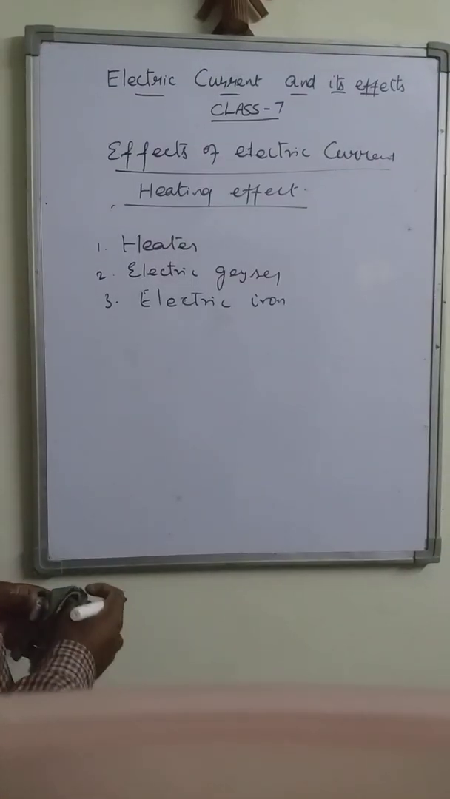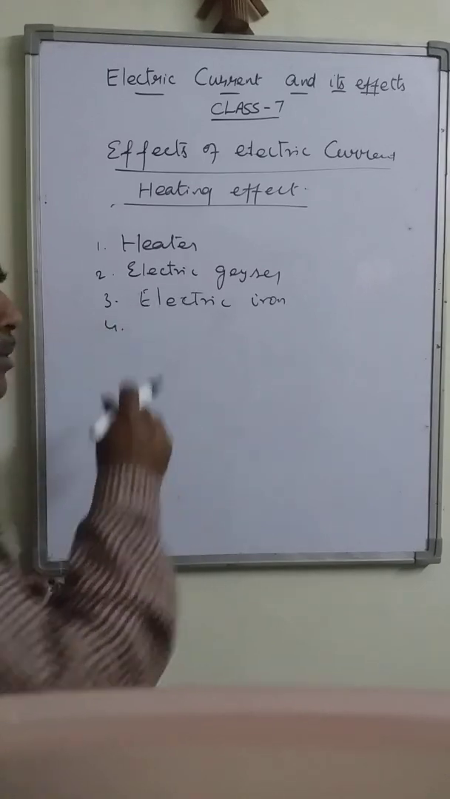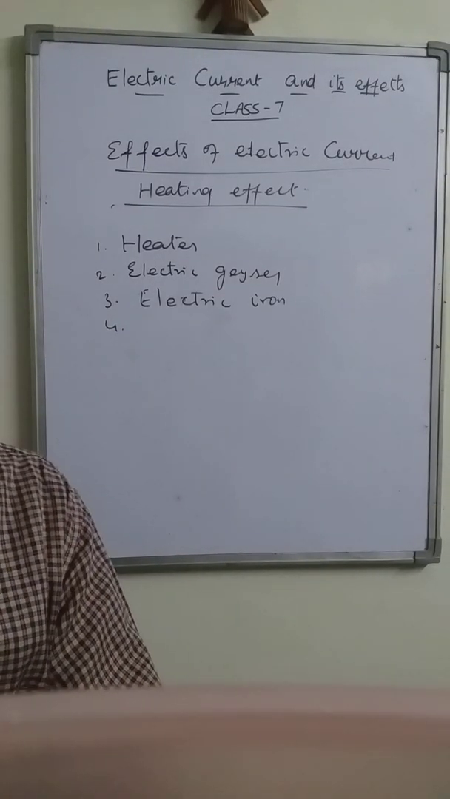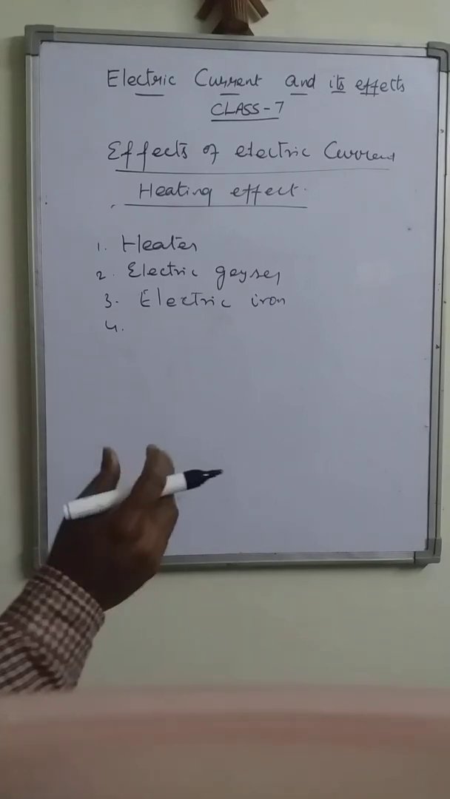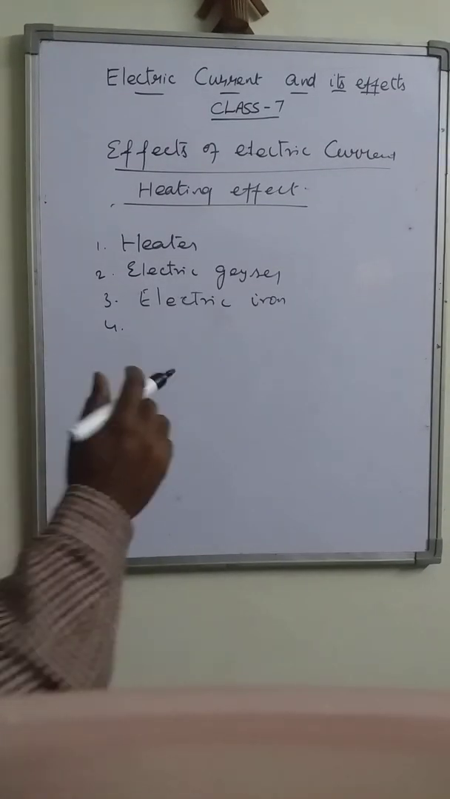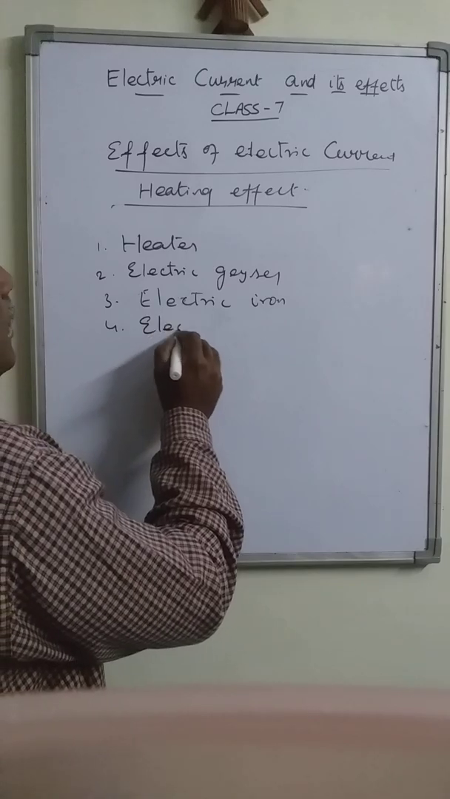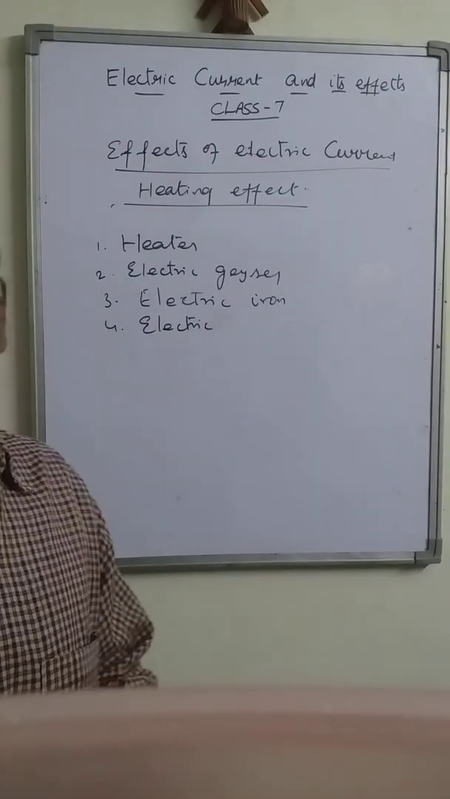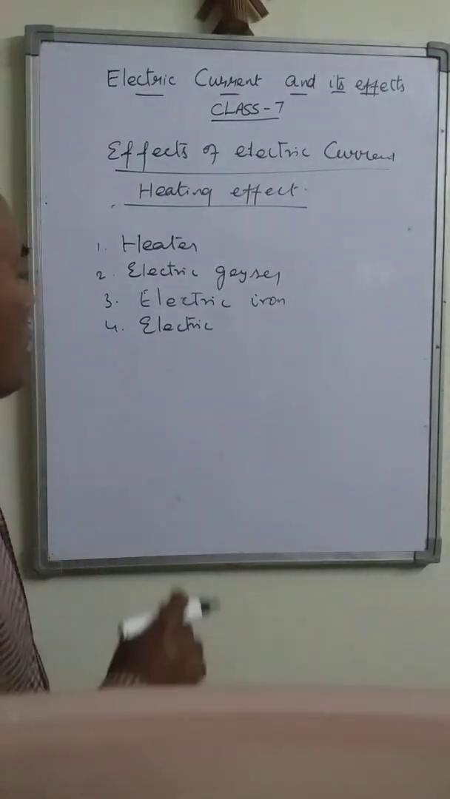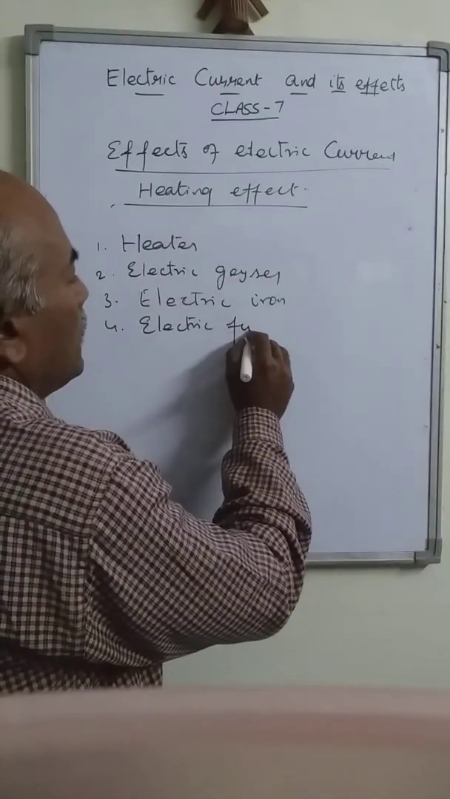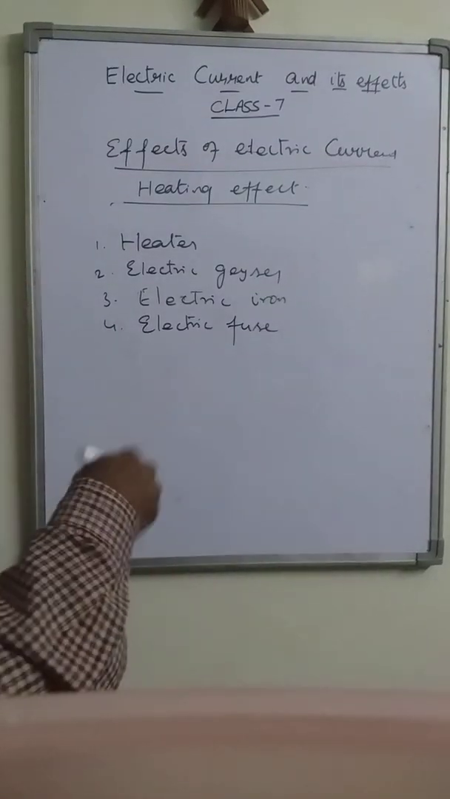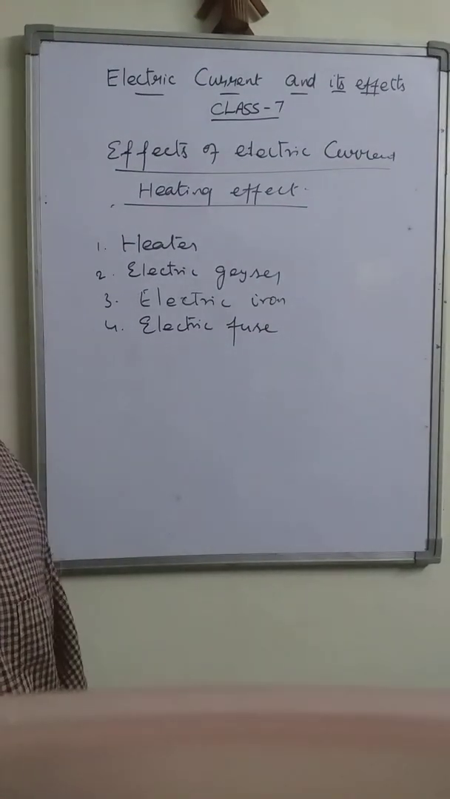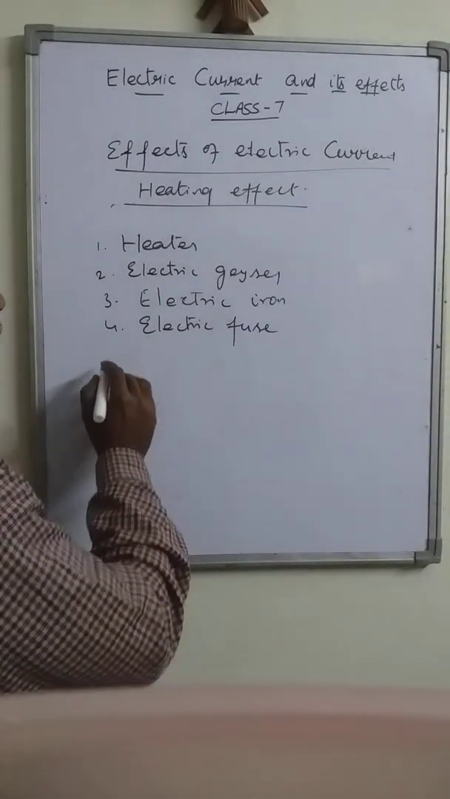Then you must know one of the components, that is the fuse. Electric fuse. It is mostly used in electric circuits. So there are so many other appliances. Immersion rod, that is also used to heat the water.